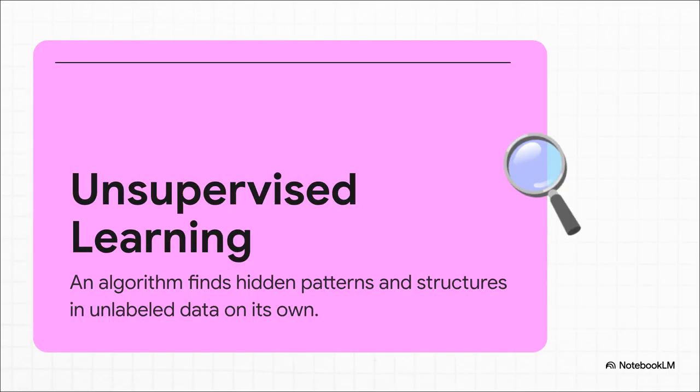And that is the absolute key here. The model is working with unlabeled data. There's no answer key, no cheat sheet. The machine's whole job is to just dive headfirst into this pile of raw and usually messy data and discover the hidden structures and relationships all by itself.